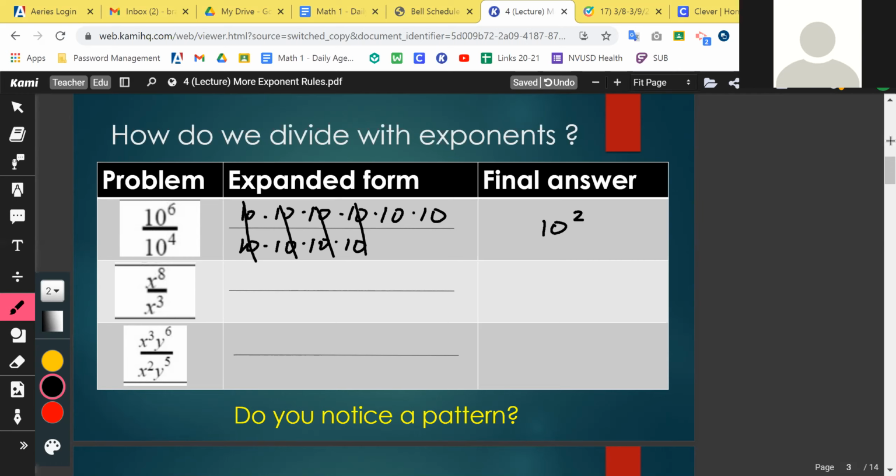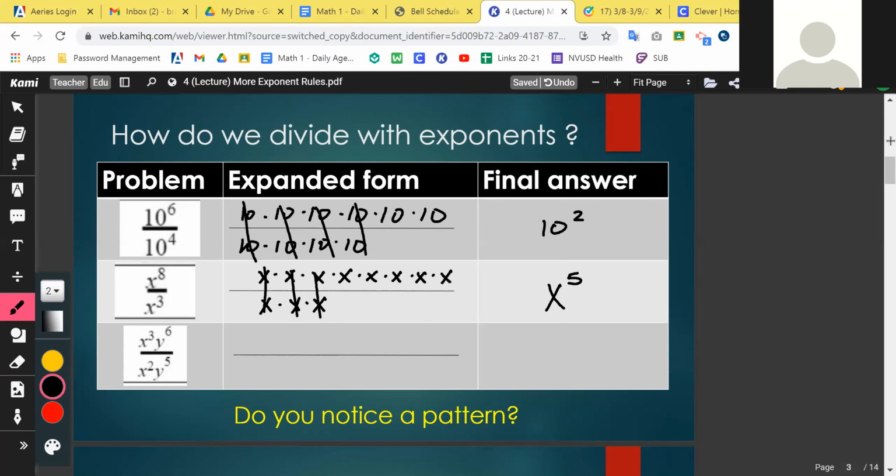We do the same thing with the x terms. X to the 8th means I have x multiplied by itself 8 times: 6, 7, and 8. X cubed on the bottom means I have 3 x's. And again, I can cancel things out. So I have 1, 2, 3, 4, 5 x's, x to the 5th power.